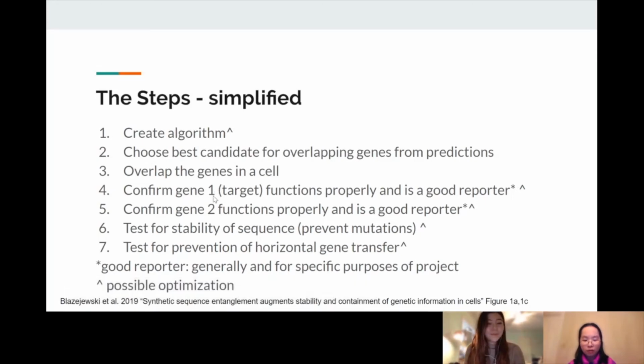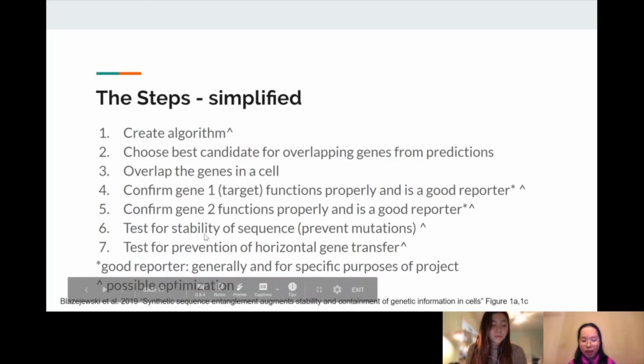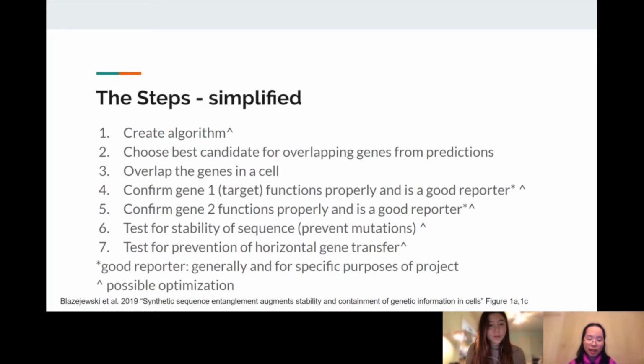So a good reporter for that first target gene, when you're testing for sequence stability, is that it has to be able to mutate at a fairly significant rate, and you can see a significant dip when you're trying to prevent the mutations with the second gene. So that's what I mean by good reporters in both. It has to be able to allow you to see a significant difference when you apply your system versus without applying your system.